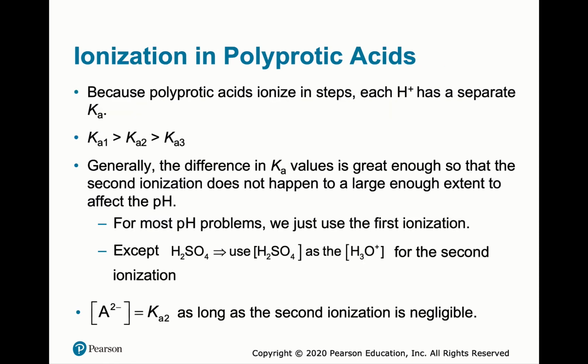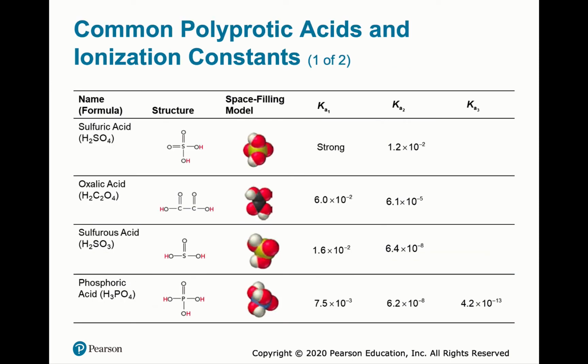So polyprotic acids have many protons, and they have different Ka values. The first hydrogen is Ka1, the second hydrogen is Ka2, if there's a third hydrogen it's Ka3, a fourth hydrogen is Ka4, and so on. For most problems, you can just use the first ionization. The exception is sulfuric acid. Usually the second, third, and fourth are negligible, but it turns out for sulfuric it's not. So sulfuric is a problem when you have to calculate those.